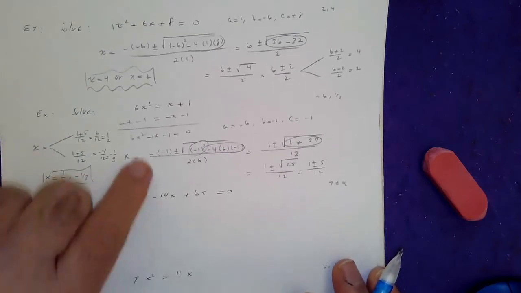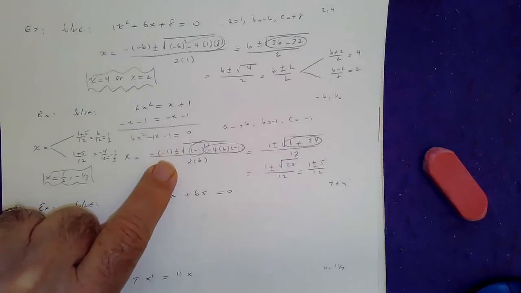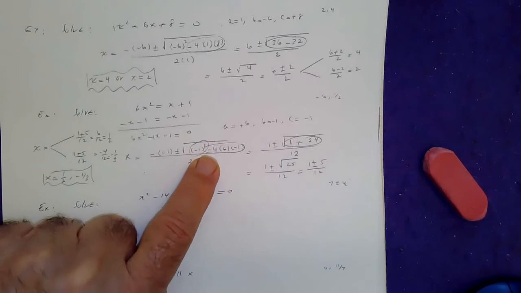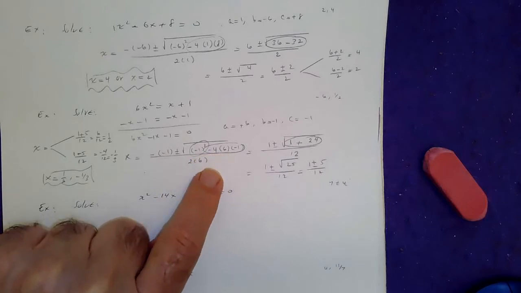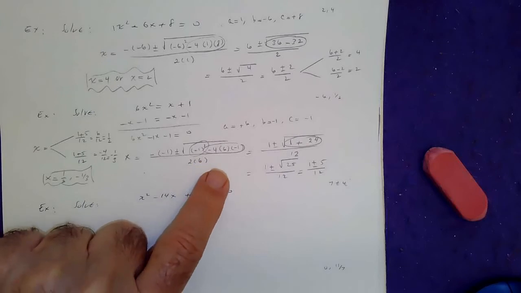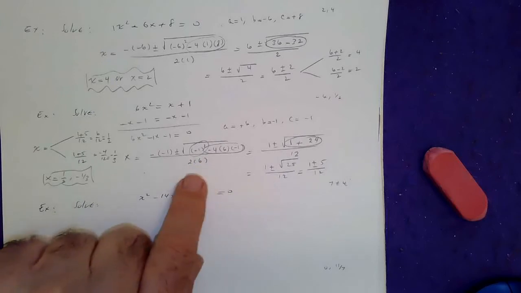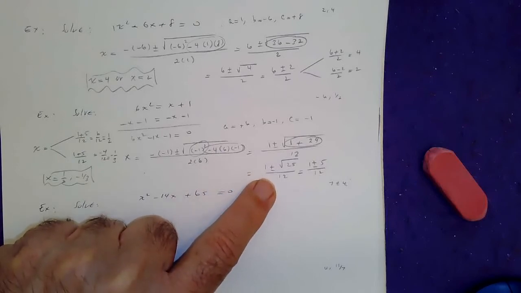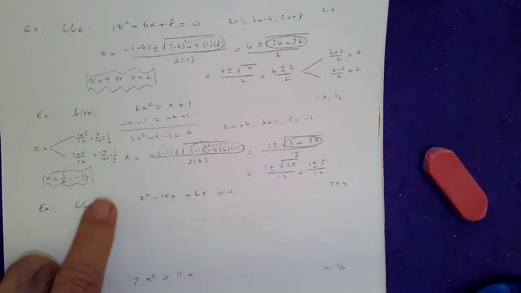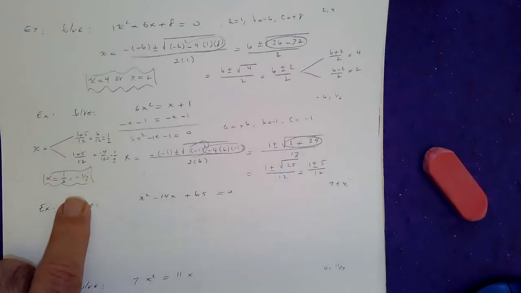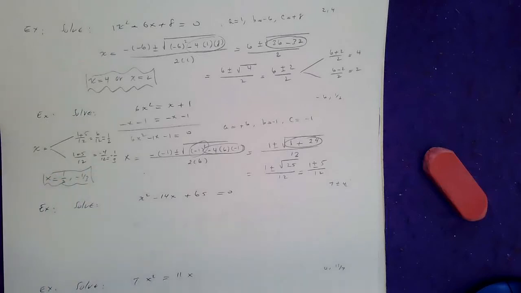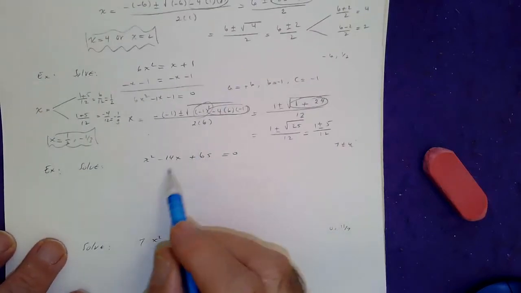Let's just double check one more time. 6x squared minus x minus 1. So that's plus 1. 1 squared minus 4 times a times c, so that's 1 plus 24, 25. 2 times 6, that's correct. So 1 plus or minus 5 over 12. That's 6 over 12, which is 1/2. And then -4 over 12, correct? Which is -1/3.